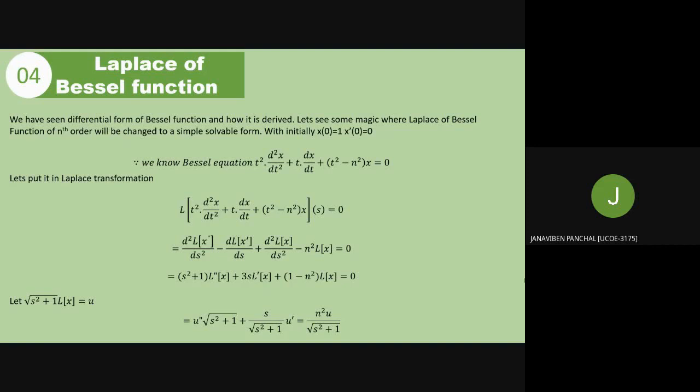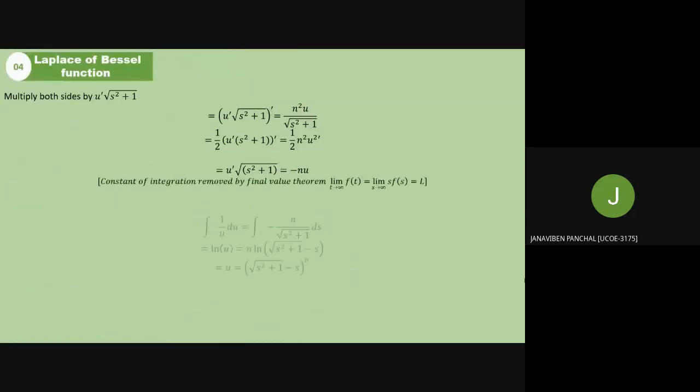Now let's take root s square plus 1 L of x equals to u, substituting the value of u. Next slide, please. We get u dash root s square plus 1 equals to n square u root s square plus 1, which is equals to half u dash s square plus 1 is equals to half n square u square, which gives u dash root s square plus 1 equals to minus nu.